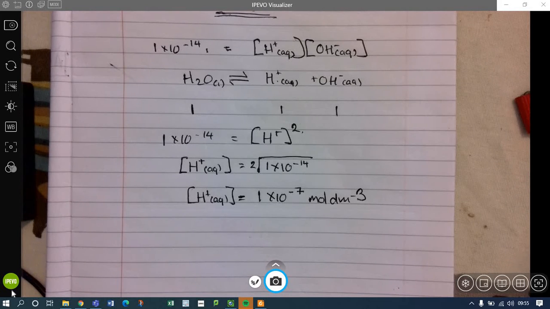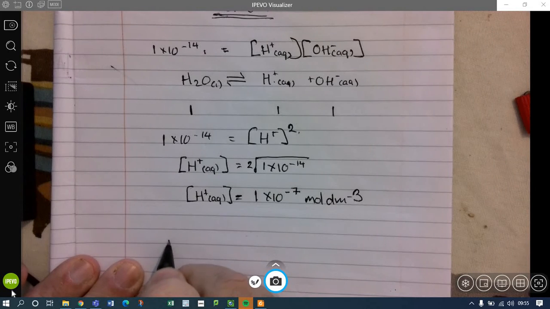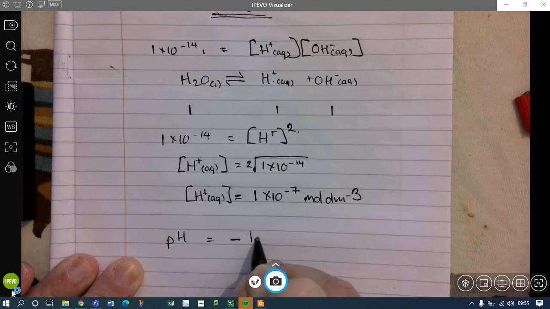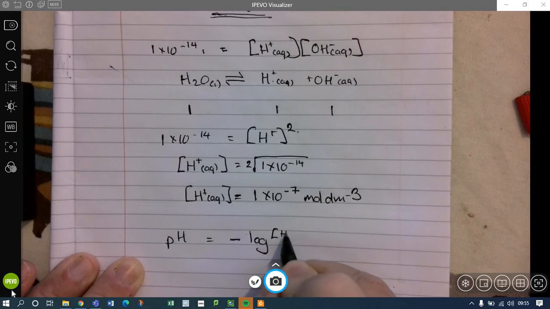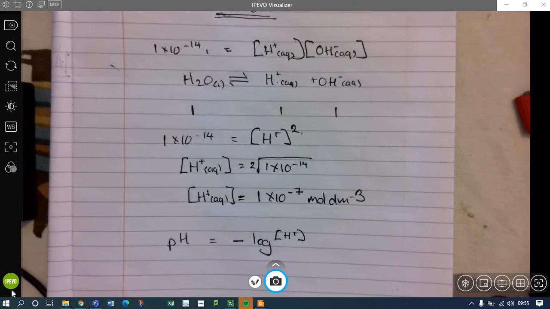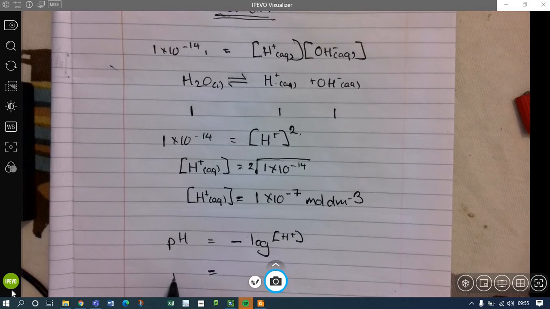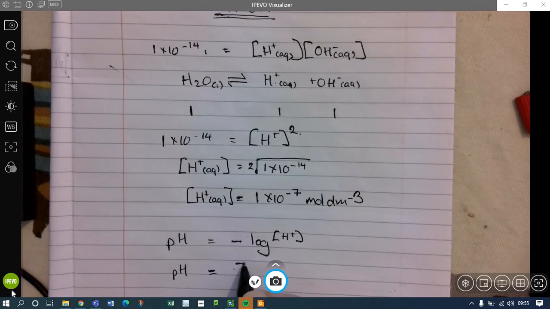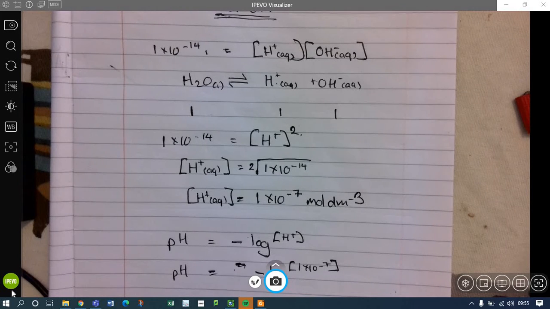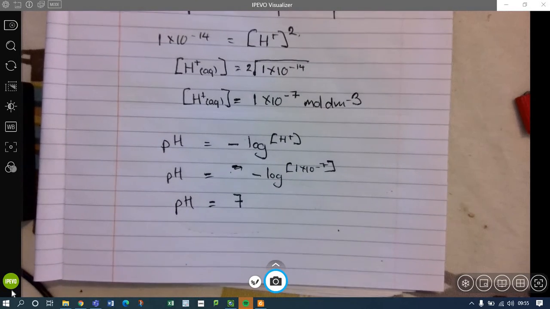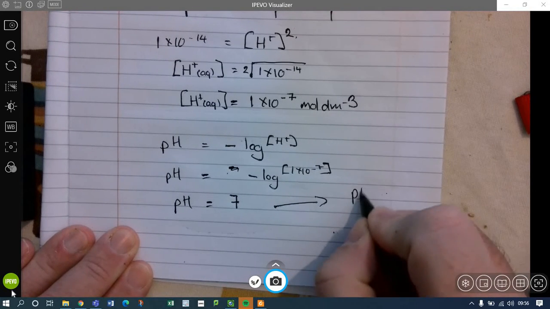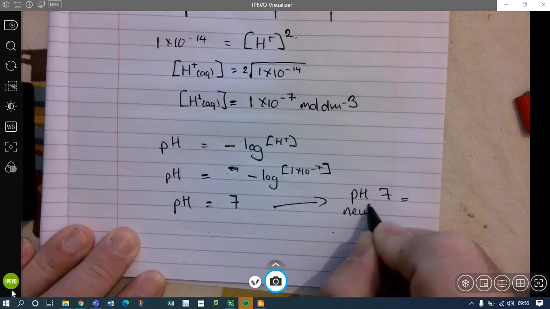Think ahead, think ahead. What do we know from last lesson? Well, pH is equal to negative log of the H plus ions. So if I put this value into the pH equation, I end up with minus log of 1 times 10 to the minus 7, close brackets. If I stick that in a calculator, I end up with it being pH 7. This is why pH 7 equals neutral.